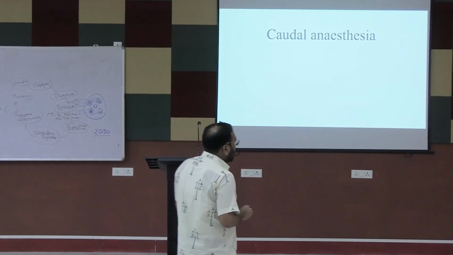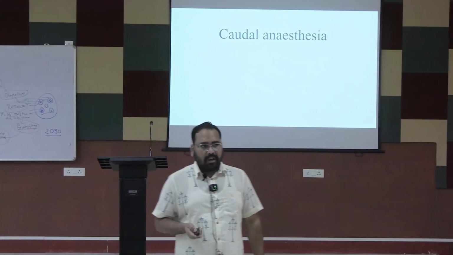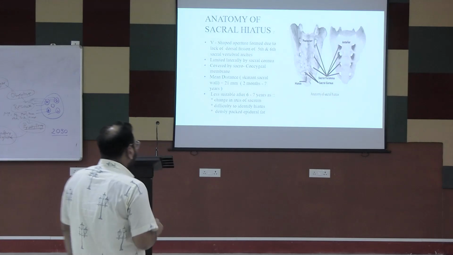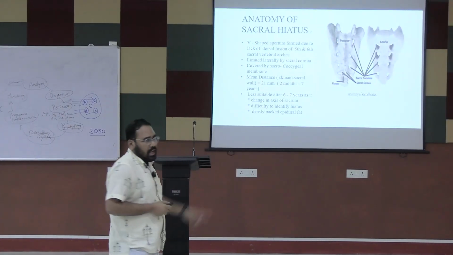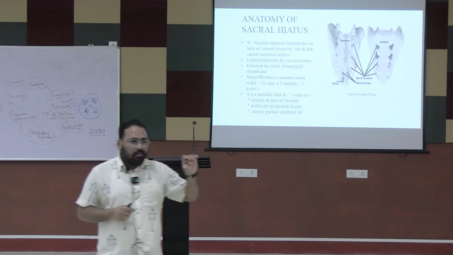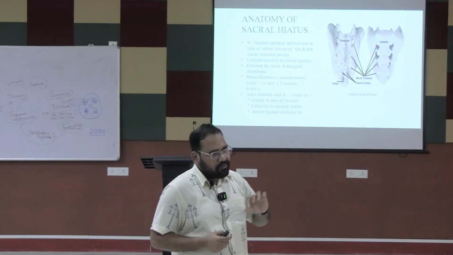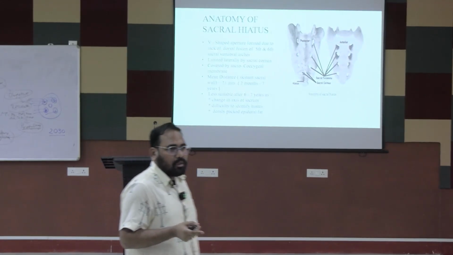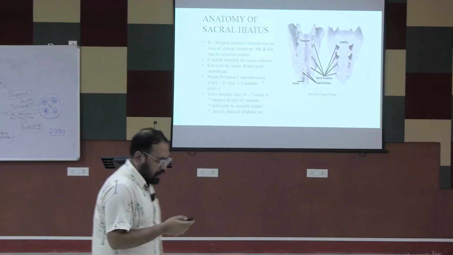Now we will be going into caudal anesthesia. Caudal anesthesia is the same thing. It's also an epidural anesthesia, only you are giving it in the sacral region. So that is the anatomy of the sacral hiatus. In other vertebrae, every vertebra is separate, but in the sacrum all the vertebrae are fused, except which vertebrae are not fused in the sacrum? 5 and 6. Okay.